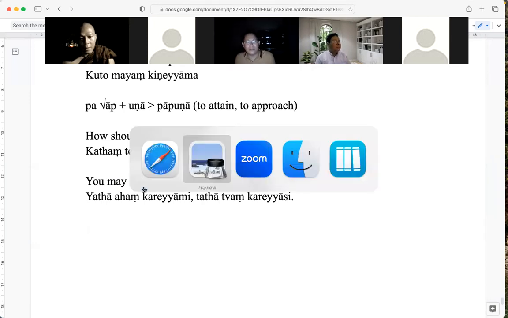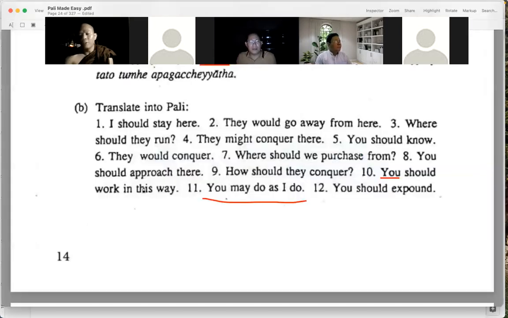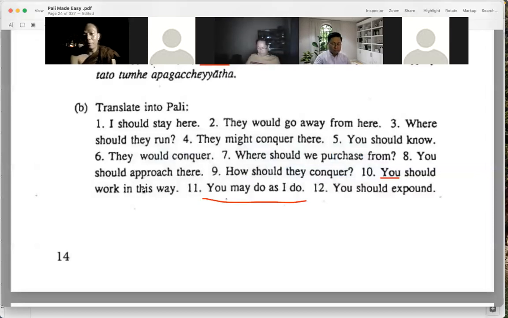Okay, and then the last line, "you should expound." You means second person, yeah? "Should" is an optative verb, second person singular. "Expound" means desessi. So desessi, second person.